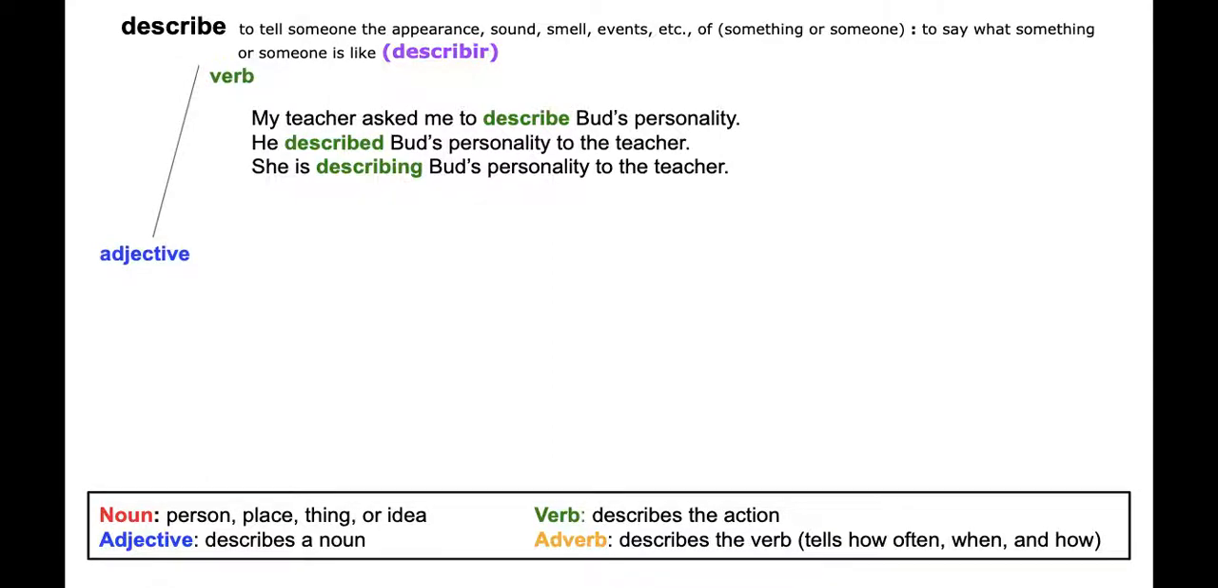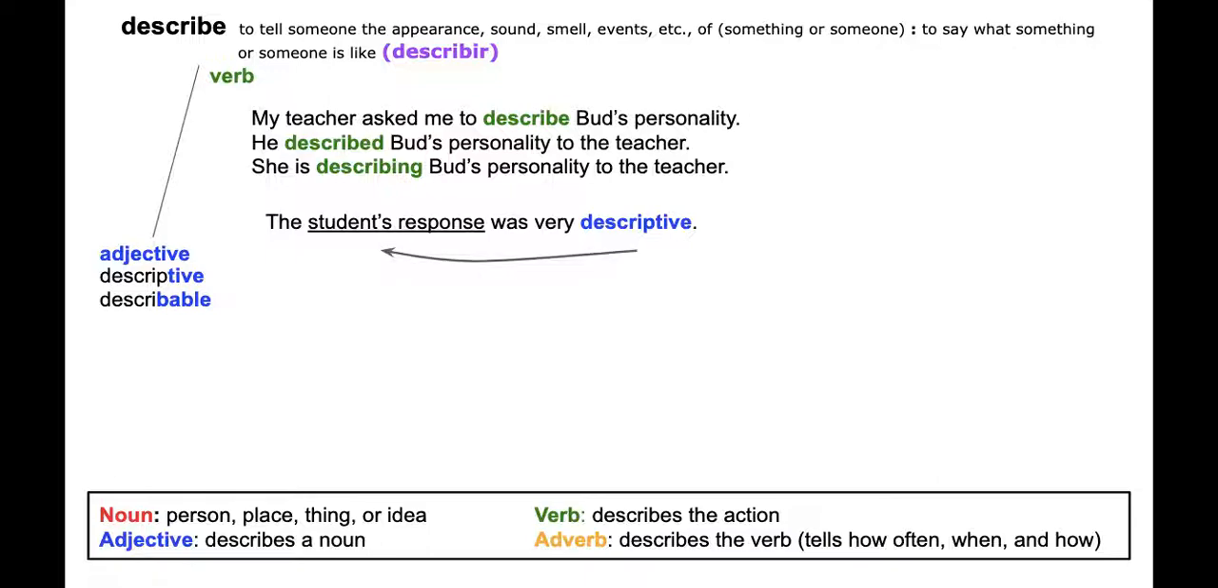You can also turn describe into an adjective. It would then change into descriptive or describable. Let's look at some example sentences. The student's response was very descriptive. Here, descriptive is describing the noun phrase student's response.